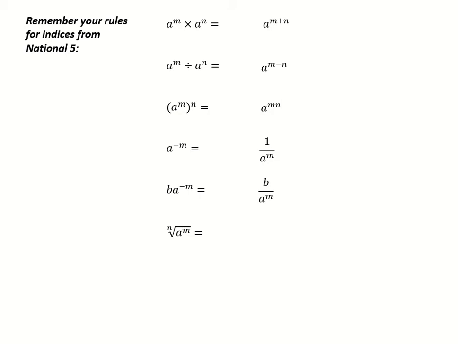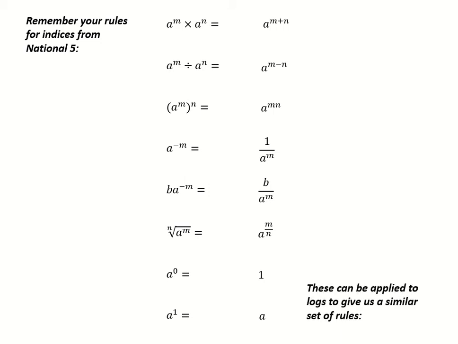And then same idea if we have roots. So the nth root of a to the power of m is just a to the power of m over n. And then if we have a to the power of 0, anything to the power of 0 is just 1. And then if we have a to the power of 1, this is a useful one for logs. We kind of know this one for indices anyway, but that is just a. These can be applied to logs to give us a similar set of rules.